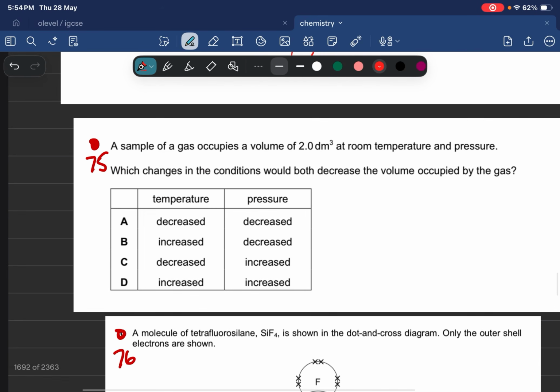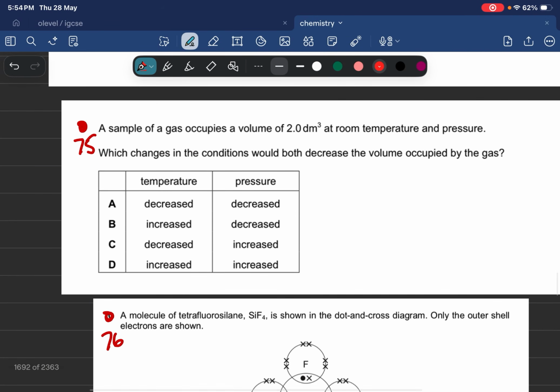Got it? A sample of gas occupies a volume of 2 dm³ at room temperature and pressure. Which changes in the conditions will both decrease the volume occupied? Temperature you would have to decrease. When you decrease the temperature, the particles move closer, right? And pressure you would have to increase. You need to decrease the volume.